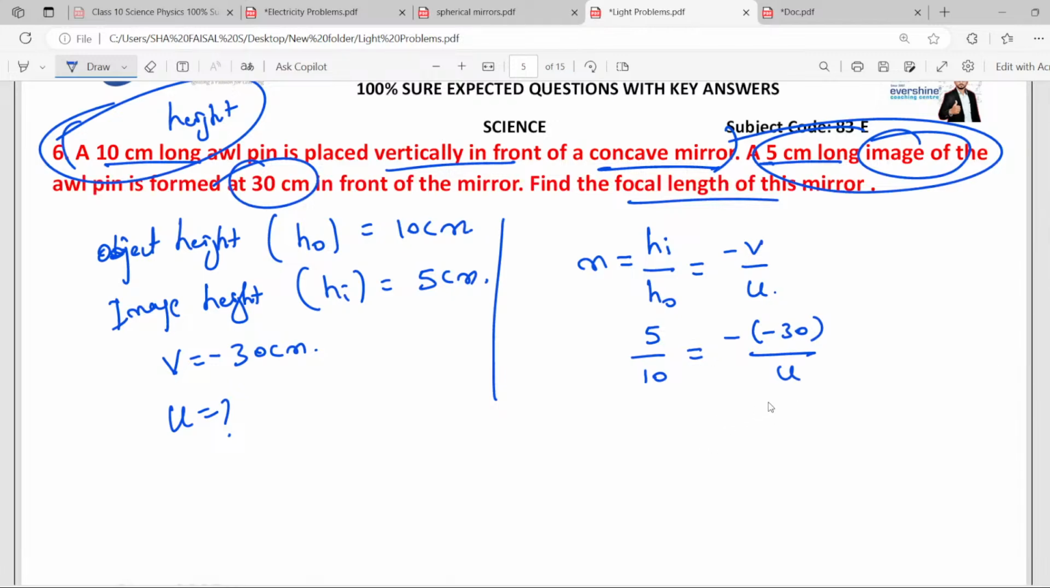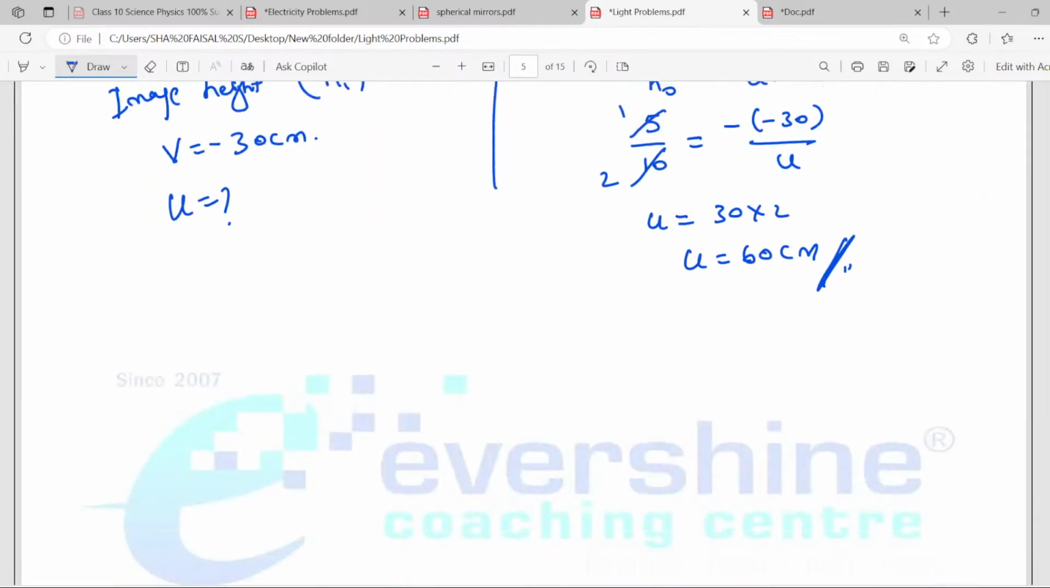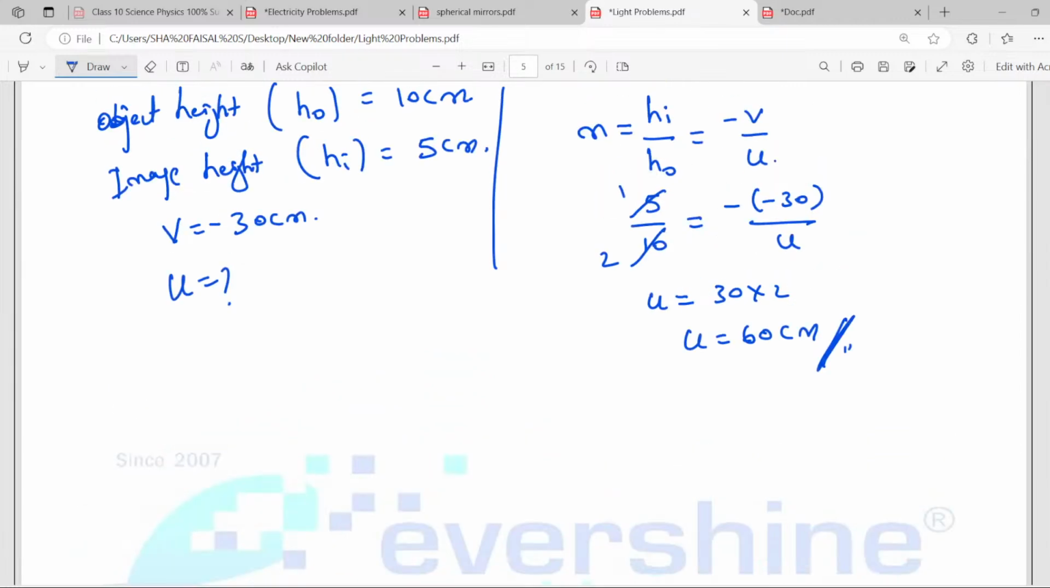From this we can calculate the value of u, isn't it? So 5 ones are 5, twos are 10, u into 1 is u, is equal to minus into minus plus 30 into 2. So the value of u is plus 60 centimeter. So this shows that the object is in front of the mirror. Right. Now we need to calculate the focal length. So we should use the mirror formula. So what is the mirror formula?